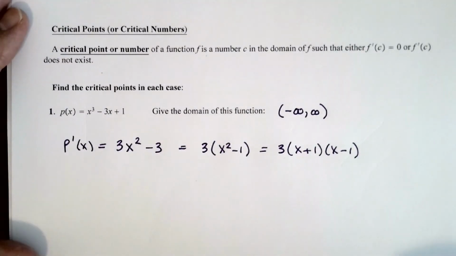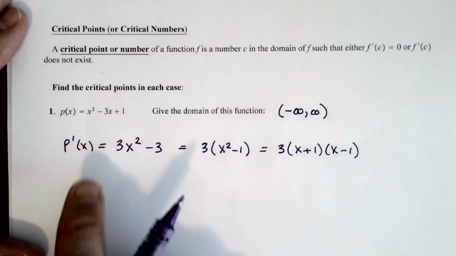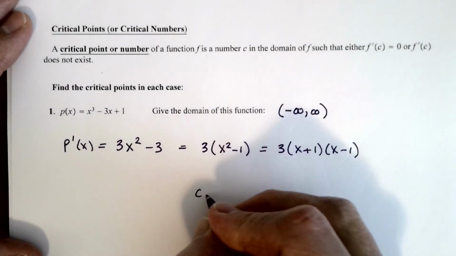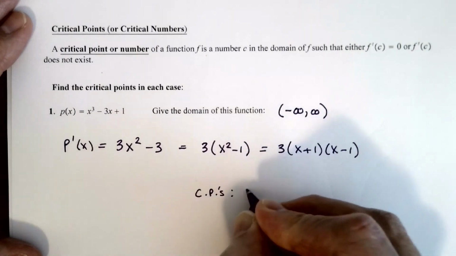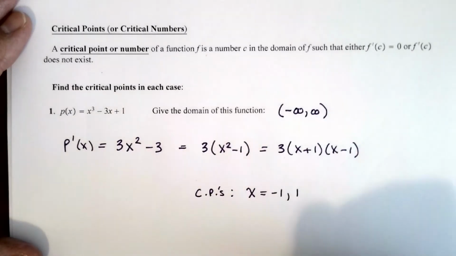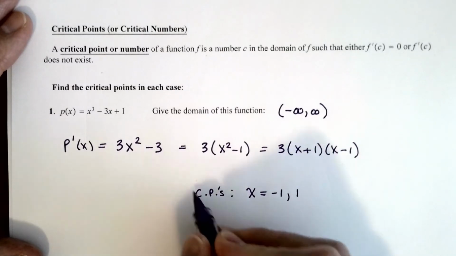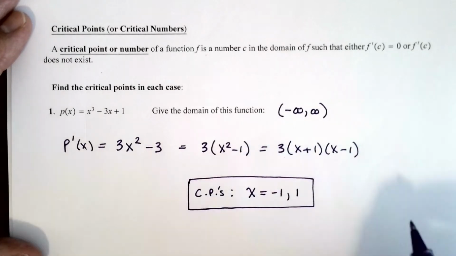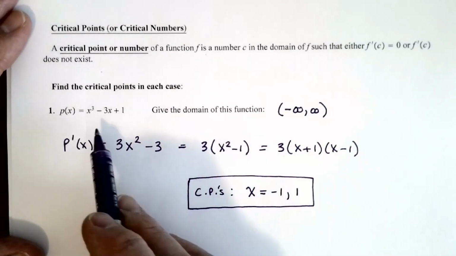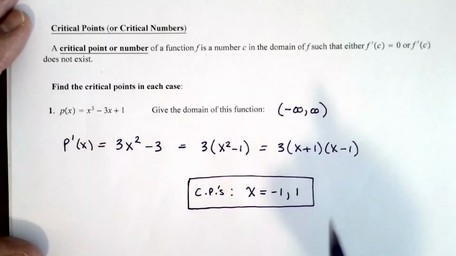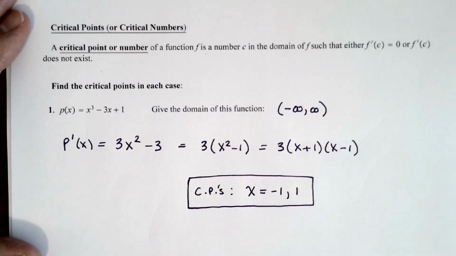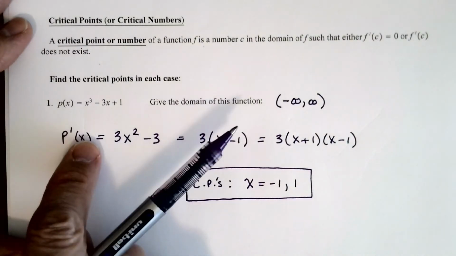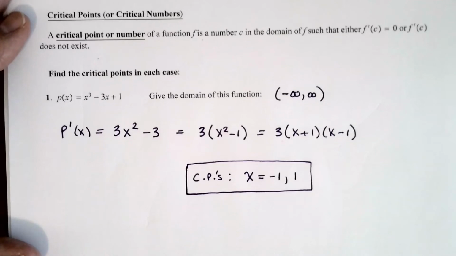So what are our critical points? Well, the derivative is going to be 0 when x is equal to either -1 or +1, plus or minus 1. CPs will be my abbreviation for critical points, and those are my critical points. Notice there's no values of x that make the derivative undefined. For this polynomial function, the derivative is defined for all real numbers. So that's pretty simple for polynomials, basically finding the derivative, and then finding the values of x that make the derivative 0.